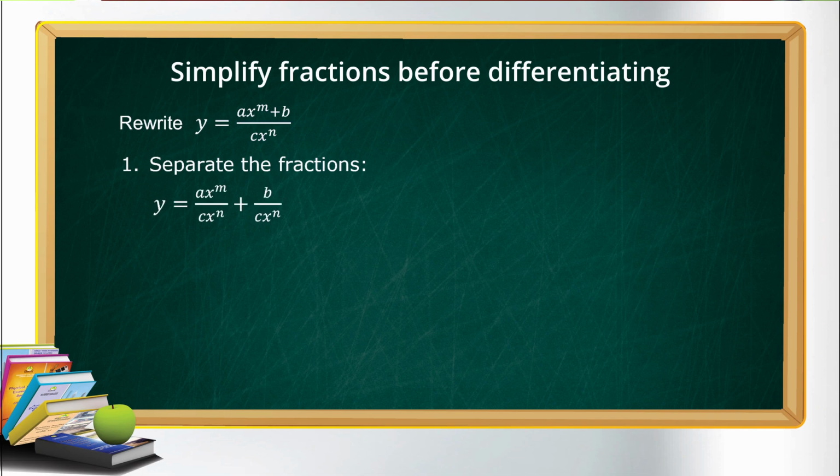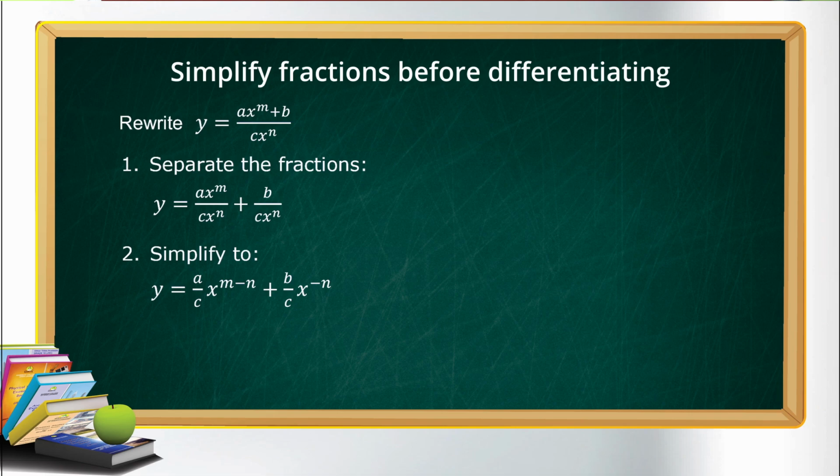Separate the two terms in the numerator into fractions with the same denominators. y equals ax to the power of m over cx to the power of n plus b over cx to the power of n. Take a moment to see how this was done on the screen. Use the laws of indices to simplify each fraction to get y equals a over c x to the power of m minus n plus b over c x to the power of negative n, so that there are no x's in the denominators.